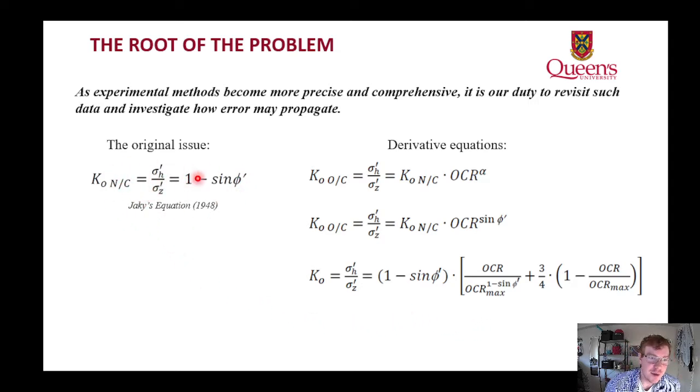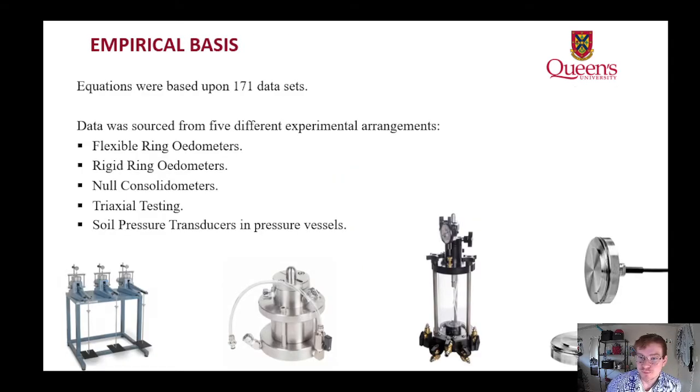we are kind of hung up on this issue, and this leads to the topic of quite an interesting investigative paper. So as it turns out, Jaky's equation, and therefore by association its sibling equations, were not based upon, but they were verified upon, the basis of 171 data sets from a series of experiments conducted by a plethora of reputable researchers and scientific institutions. These data sets were sourced from 5 different experimental arrangements, as you can see on the screen, and they had hopes of achieving stable and believable results.